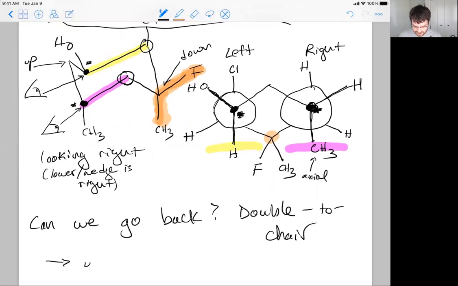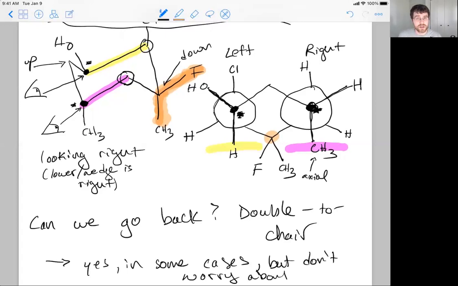So yes, in some cases, and you really don't want to, okay? You generally just start with a chair structure and go to a double Newman. It's just not a thing to go from a double Newman back to a chair structure. And the reason why is because so much information is lost at the flaps of a double Newman projection. So for us, we're not going to worry about it. I just want you all to be able to go from the chair structure to the double Newman. It's just not one of these things that anybody will ever pay you for. You sit down and go through a bunch of double Newman projections.